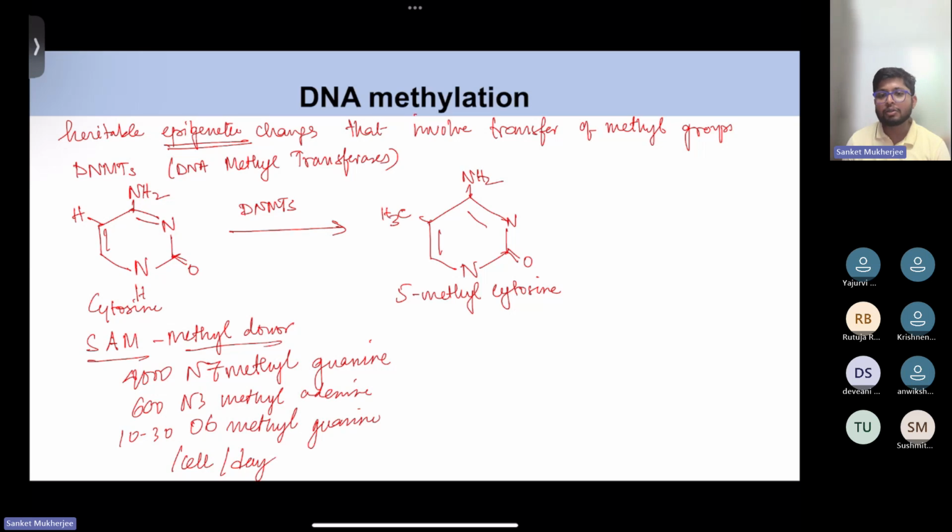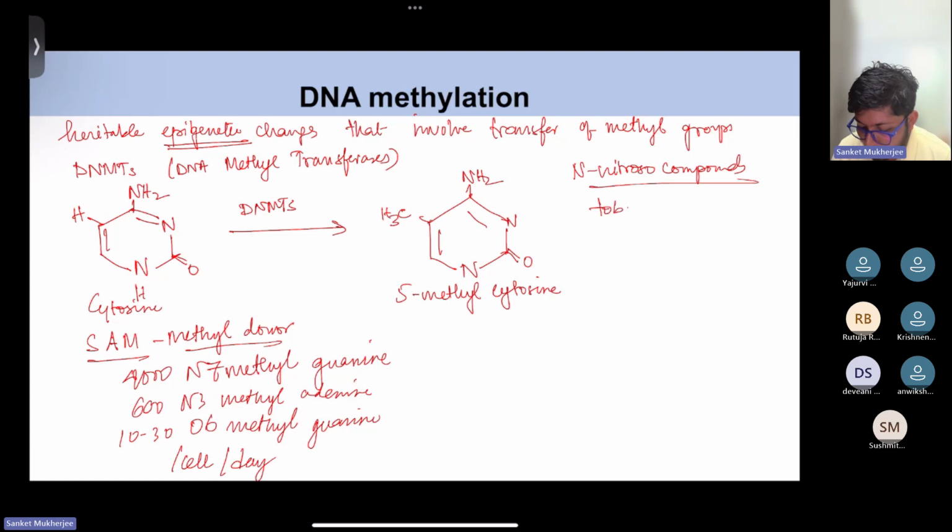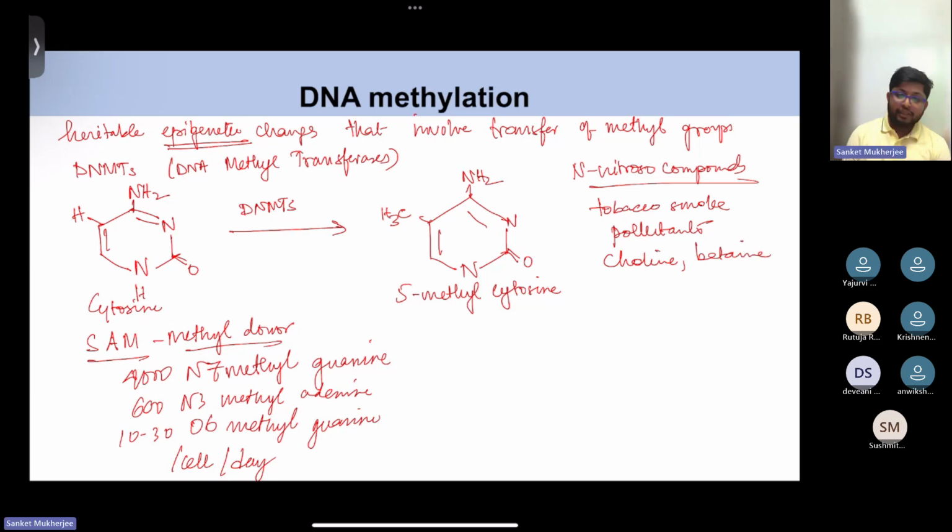It happens in a cell normally and is not harmful ideally, but there could be several exogenous factors which could amplify the process of methylation. These are usually N-nitroso compounds which are present in tobacco smoke, various pollutants that you might be exposed to, or choline, betaine, these kind of compounds that can accelerate the DNA methylation process, right? This O6 methylation is highly damaging to the cell.